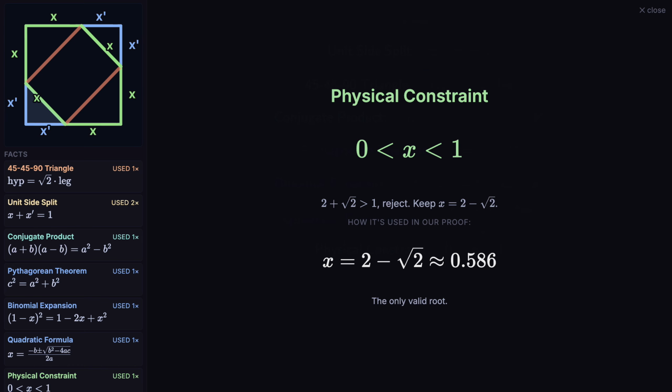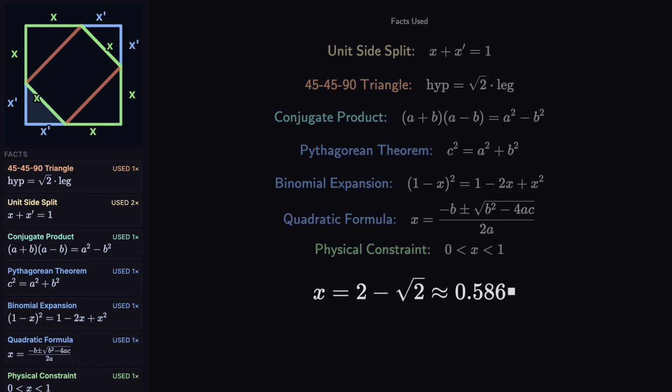Fact 7. The physical constraint. X must be between 0 and 1, since it's a segment inside the unit square. 2 plus root 2 is about 3.41, way too large. We reject it and keep x equals 2 minus root 2. Both proofs arrive at this same value. So both proofs agree. X equals 2 minus root 2, approximately 0.586.